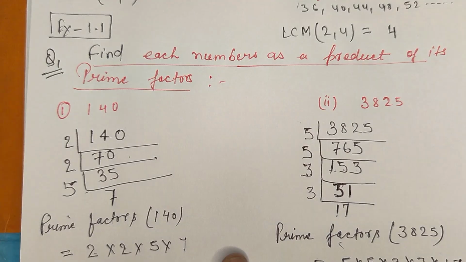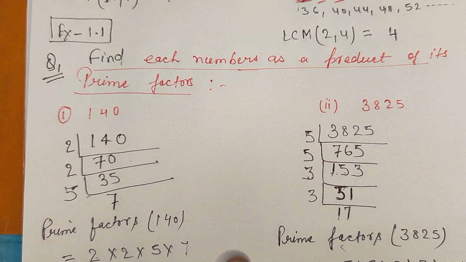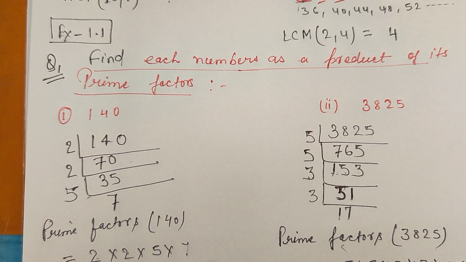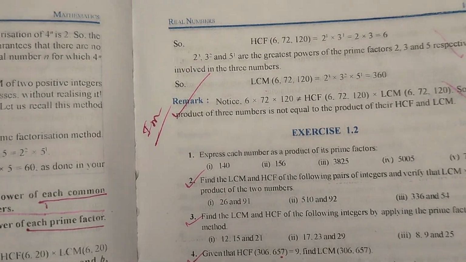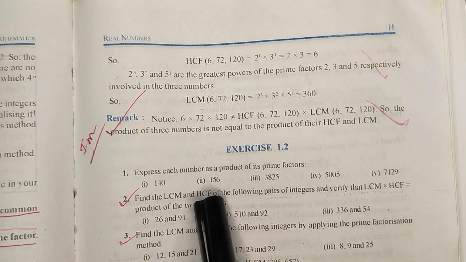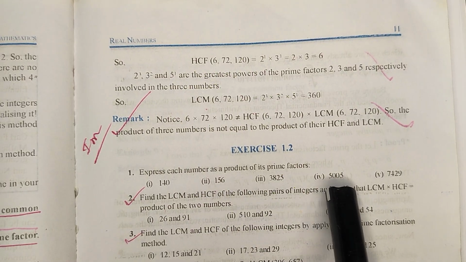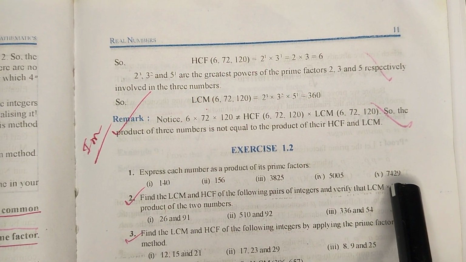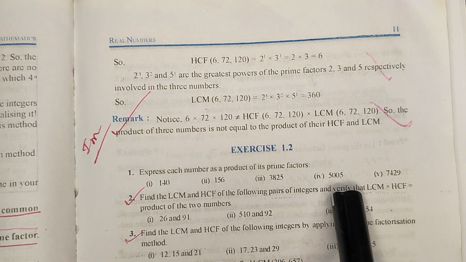We can find many questions like that. We can see here different types of questions: 156, 5005, 7429. Okay.